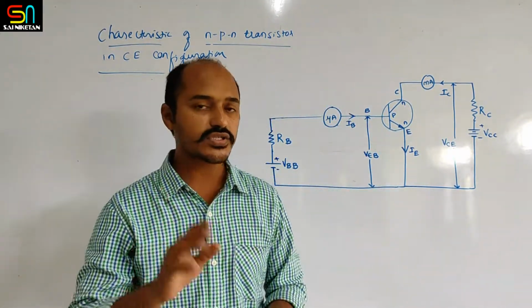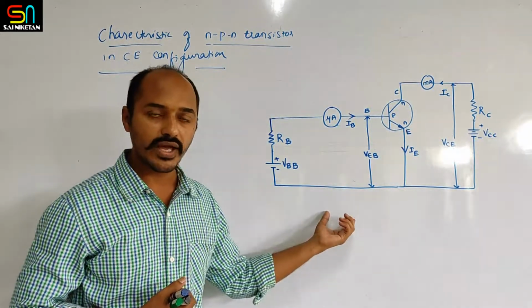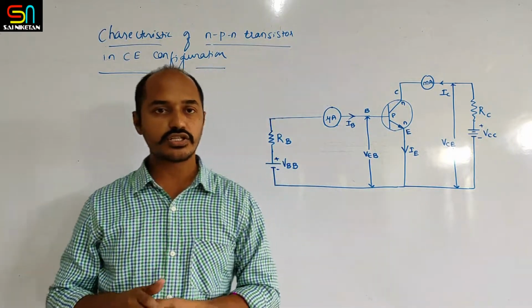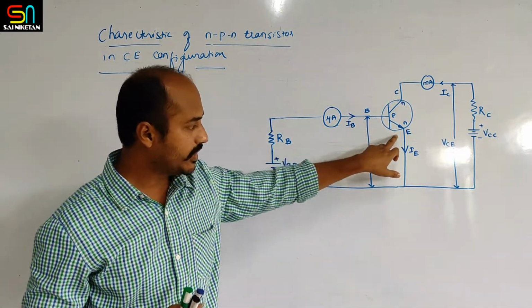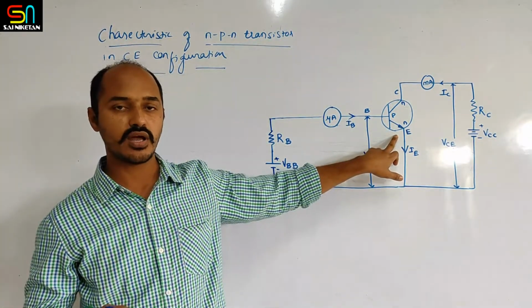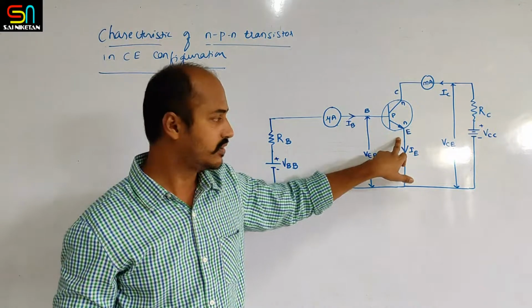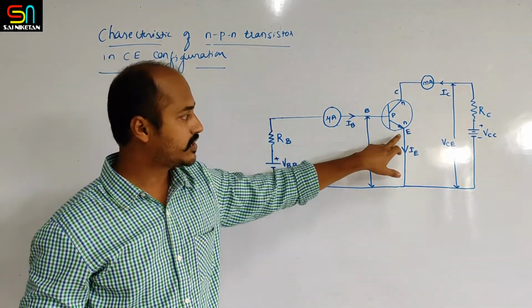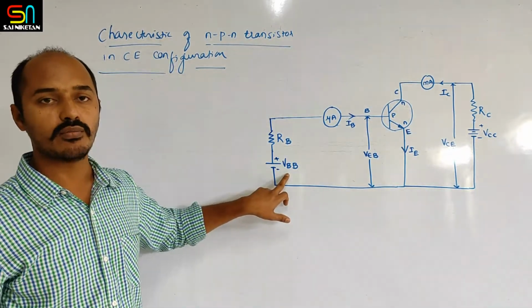First of all, after drawing this circuit diagram, you have to explain the construction of this circuit diagram. You can start with the base emitter junction. Construction I am talking about. The base emitter junction is connected with the battery VBB in the forward bias condition.